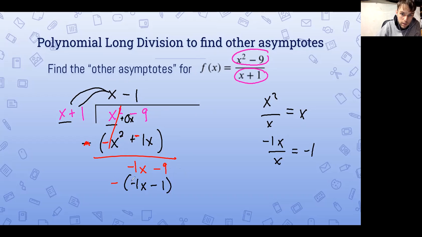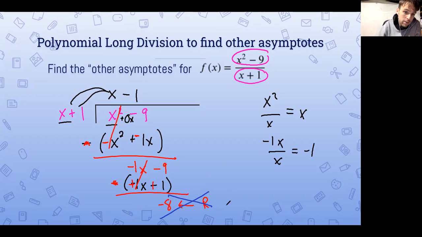So distribute here, I get plus 1, and I get plus 1, and we can come to more of that. Okay. Negative 1x plus 1x is 0. Usually we don't write that. I'll just not write that. They cancel out. Negative 9 plus 1 is negative 8. This is our remainder.